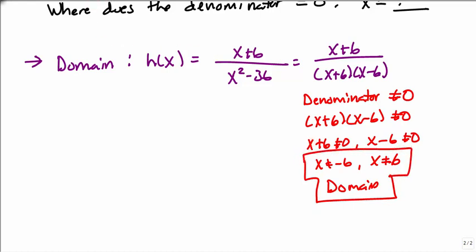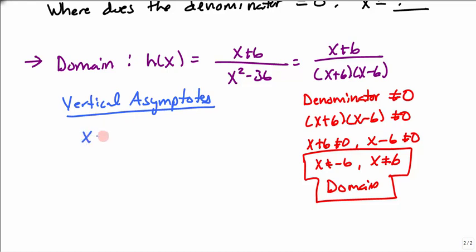Now the next thing I want to talk about is my vertical asymptote. Vertical asymptotes are really easy to find once you find the domain. My vertical asymptotes occur where the function is undefined. So I have a vertical asymptote at x equals -6, and I have another one at x equals 6. So these are those vertical dotted lines.